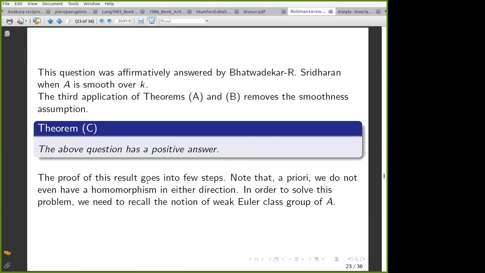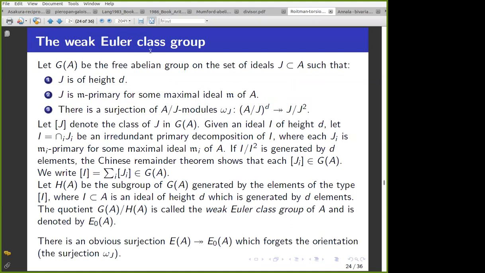So the proof of this result goes into many steps actually. So note that a priori we do not even have a homomorphism in either direction, right? If you think about it, there is no obvious map from Euler class group to Chow group and vice versa. In order to solve this problem, we need to recall the notion of weak Euler class group of A. So what is weak Euler class group?